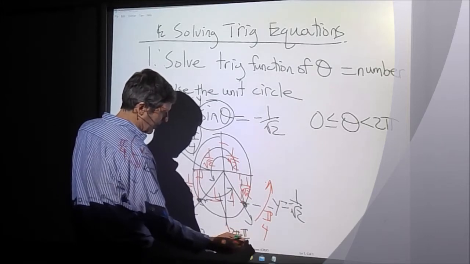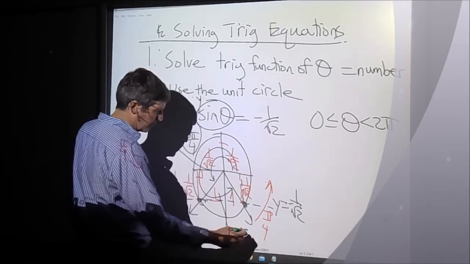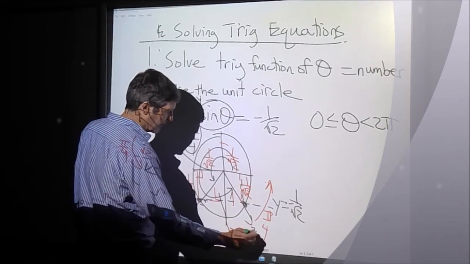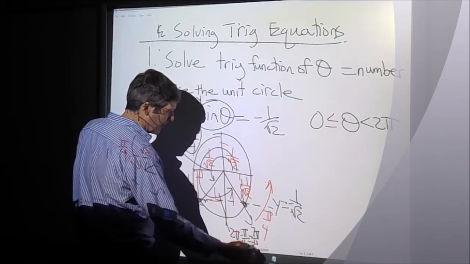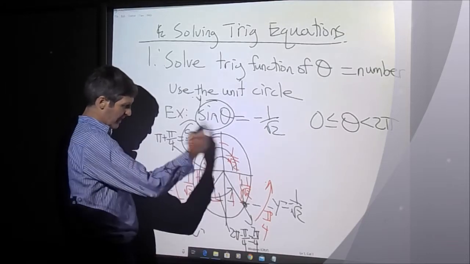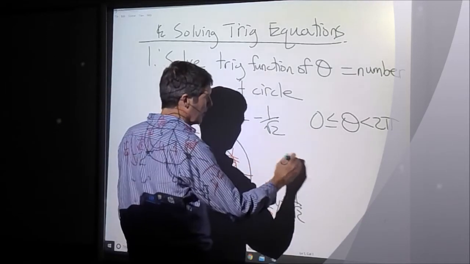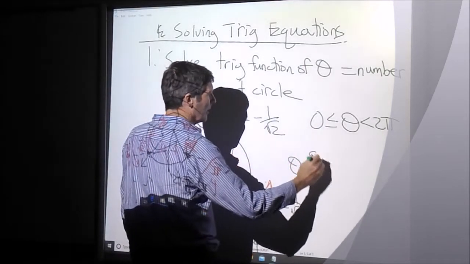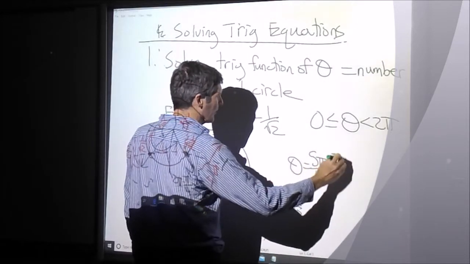Well, 2 pi is 8 pi over 4. I subtract 1 pi over 4. I found out this angle is 7 pi over 4. Evidently there are two answers, 5 pi over 4 and 7 pi over 4.